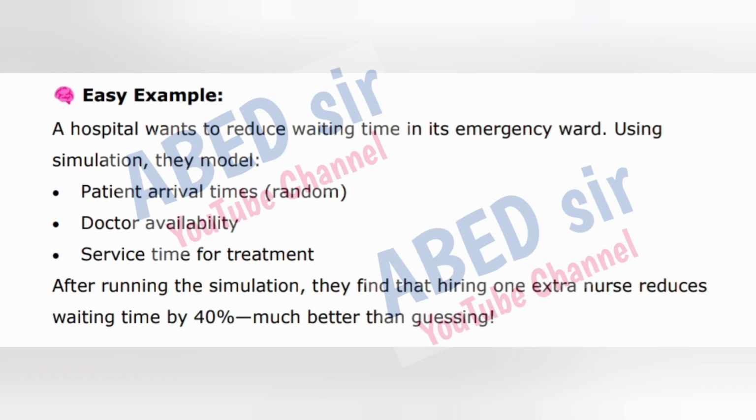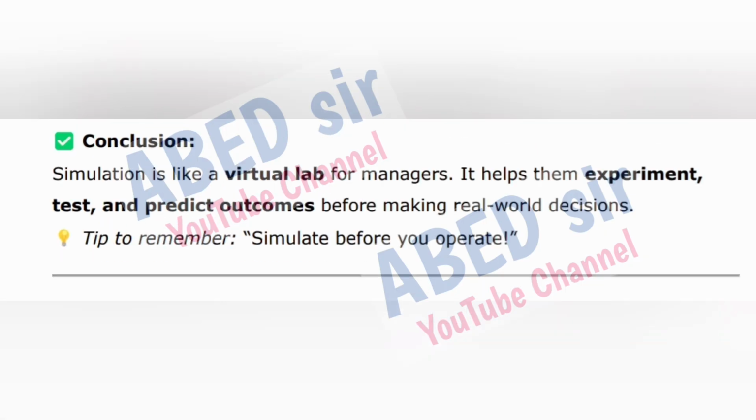Easy example: a hospital wants to reduce waiting time in its emergency ward. Using simulation, they model patient arrival times, random doctor availability, and service time for treatment. After running the simulation, they find that hiring one extra nurse reduces waiting time by 40%, much better than guessing. Conclusion: simulation is like a virtual lab for managers. It helps them experiment, test, and predict outcomes before making real-world decisions. Tip to remember: simulate before you operate.